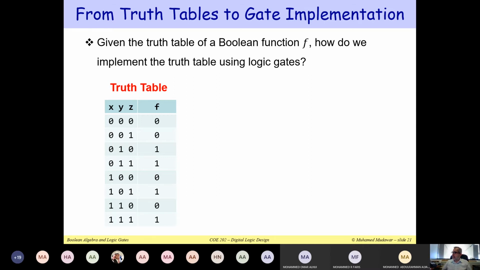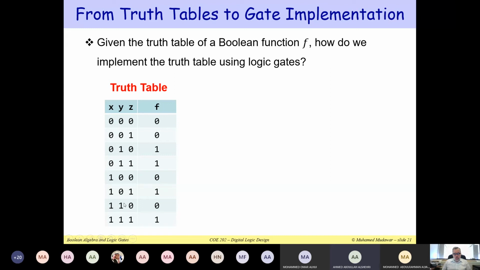Any idea? Can you give me an expression for the function f? Maybe x, z, or y. Well, x and z or y? No, because... xz or y, maybe you are right, but it's sometimes difficult to guess. So how did you come up with this xz or y?